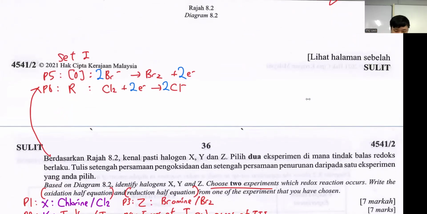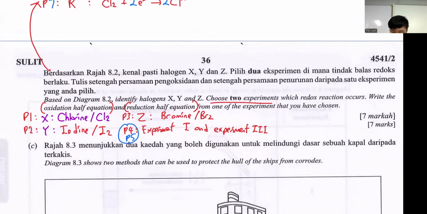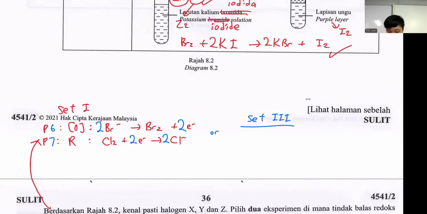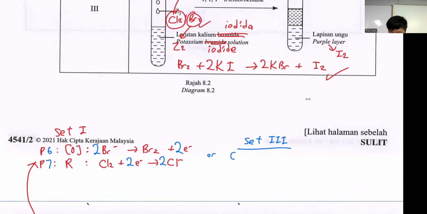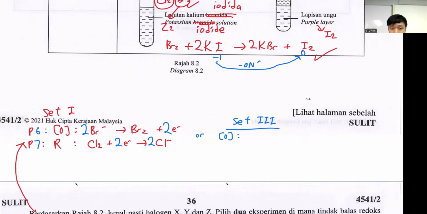Sorry, this one is P6, P7. And this one is P4 and P5. P4, P5, X1 and 3. Or, set 2. I mean set 3. If you choose set 3, which one undergoes oxidation? The I minus becomes I2, because again, there is an increase in oxidation number. So I minus becomes I2, donates electron. Multiply 2, multiply 2.